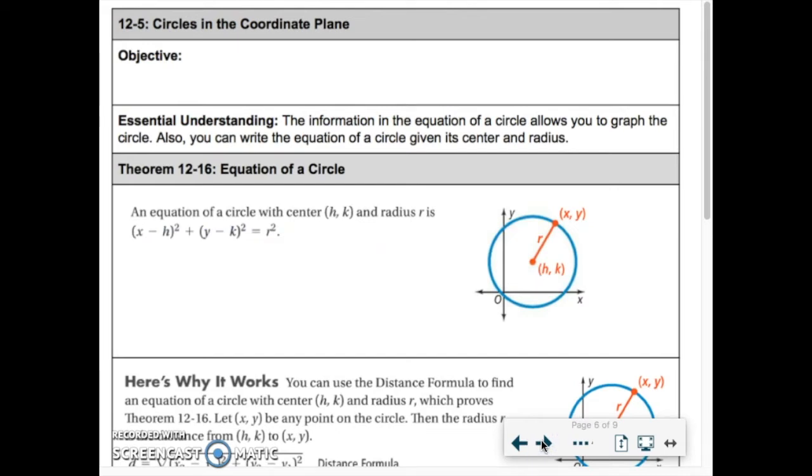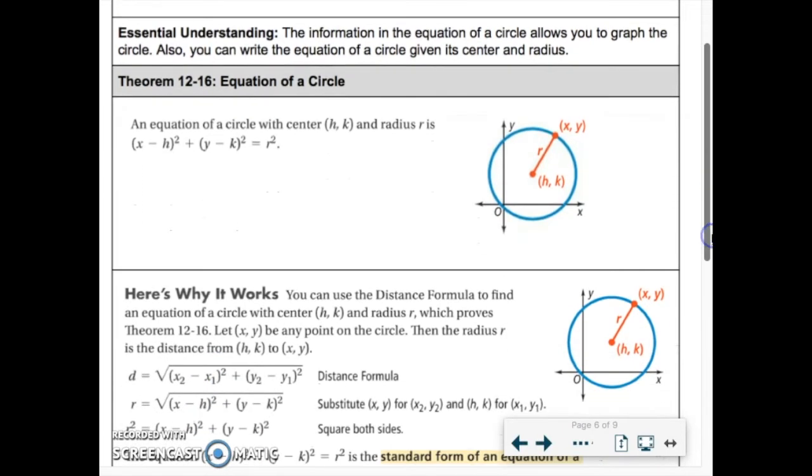With the information in the equation of a circle, you can graph the circle. You can also write the equation of the circle if you just know the center and the radius. So that's what we've got to focus on finding if we want to graph a circle.